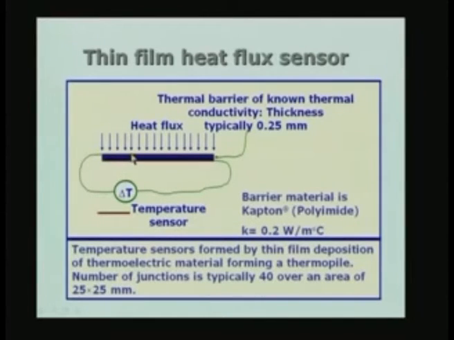Actually, what I am going to do is I am going to use this thin film of 0.25 millimeters. The length and width of this may be 25 millimeters each. So, the film is very small, 25 millimeters by 25 millimeters, thickness 0.25 plus the thickness of the two sensors which are attached to it, and the sensors are also made by thin film technology by having a thin film deposited of the two thermoelectric materials which are going to form the junctions.